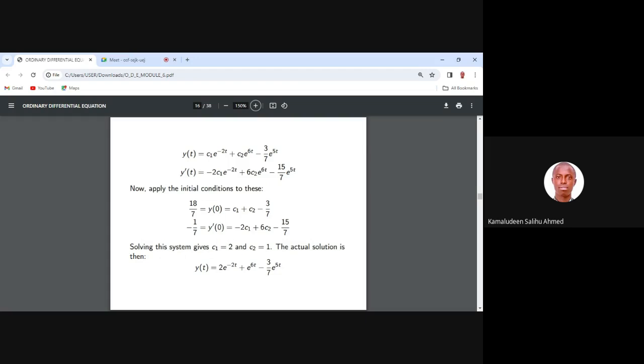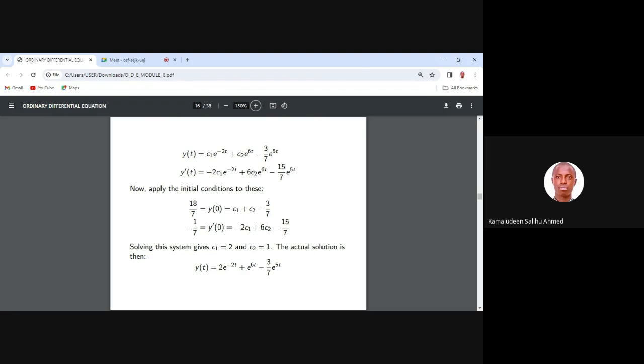Now, for the ordinary y, you have the dependent variable to be 18 over 7, which is this, while the independent variable is 0. That's why you have this 0 here.